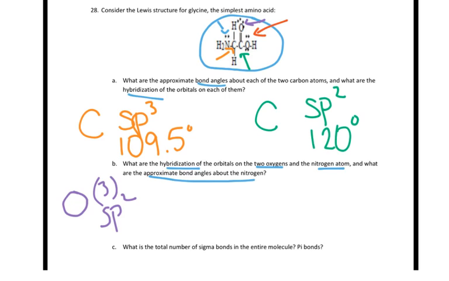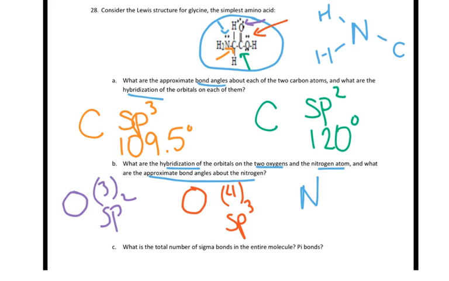The second oxygen, the one that I'm doing in red, has 4 things around it: 2 bonds and 2 lone pairs. So that's sp3 hybridization. And then the nitrogen, I'm going to draw this up here. It's technically bonded to 2 hydrogens and a carbon, and then it has a lone pair. That makes it have 4 things, which is sp3. The approximate bond angle any time it's sp3 is 109.5 degrees, but that lone pair makes the bond angle go down just a little bit.